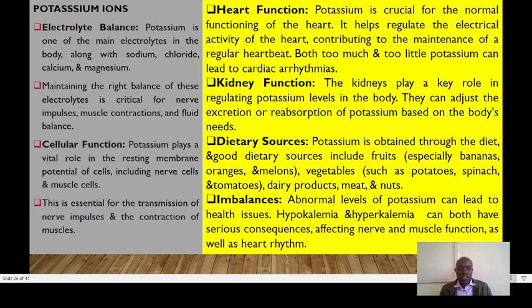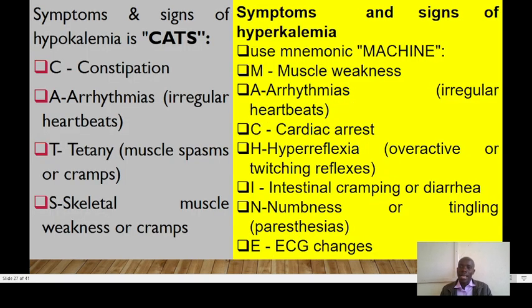Potassium is normally obtained from good dietary sources such as fruits, like bananas, oranges, and melons, or vegetables such as potatoes. We could also have spinach, tomatoes, dairy products, meat, and nuts. Abnormal levels of potassium can lead to health issues. It could be hypokalemia or hyperkalemia.